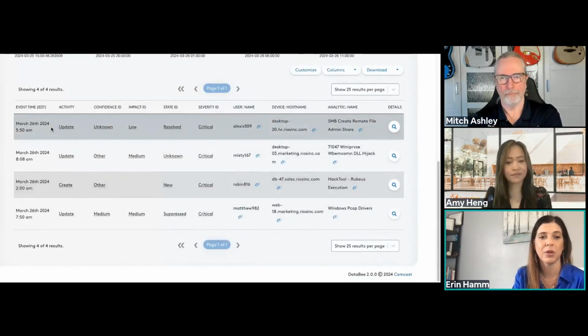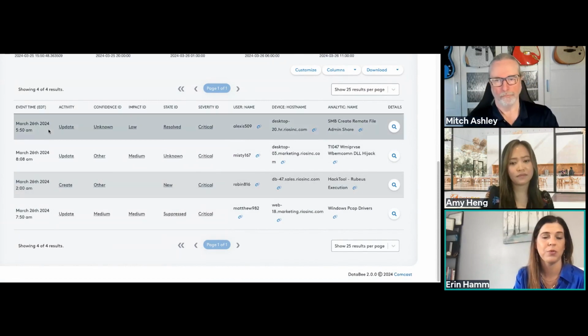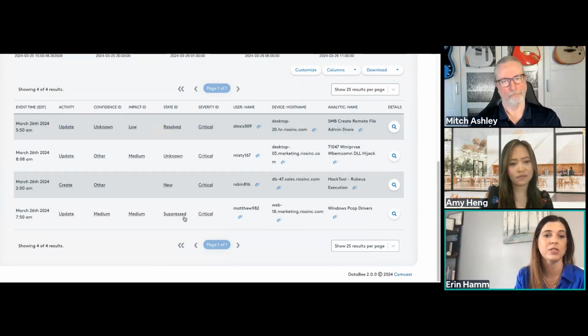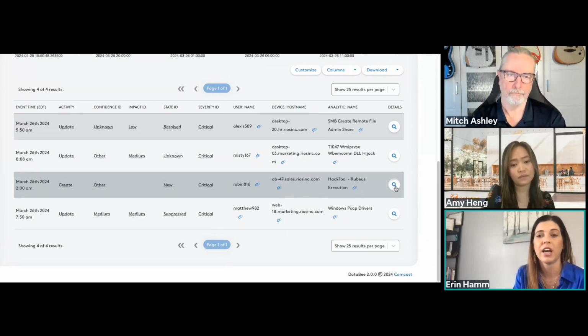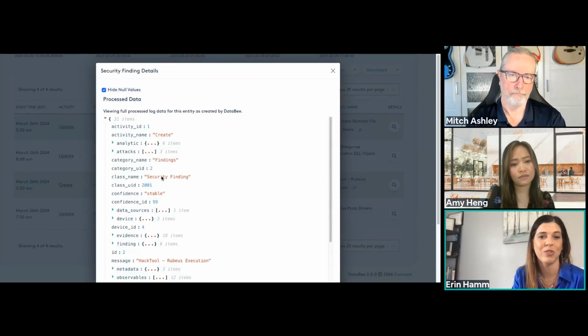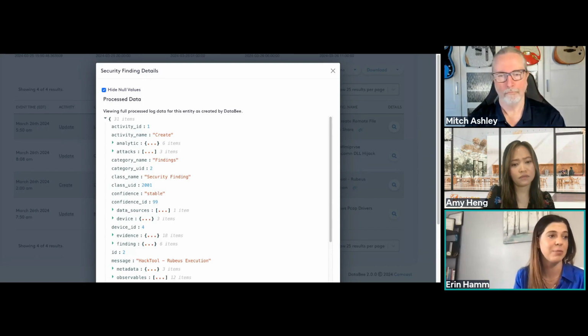And then I can see down below, what are the actual findings? What's the confidence level of those? What's the state? Are they unresolved? Are they suppressed? Is it a new finding? In this case, I probably want to focus on the new finding. Why is it a finding? Who's responsible? What asset or device is it on? Again, you can click on the security finding to figure out additional details. Here we show you all of the process data and how it's gotten into the platform. One of the things that DataB is trying not to be is a black box solution.